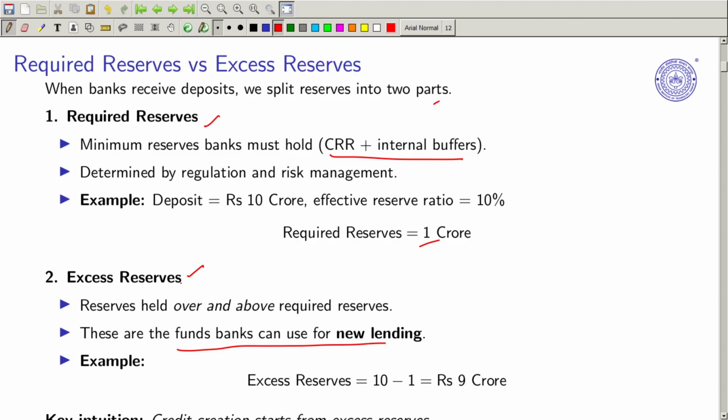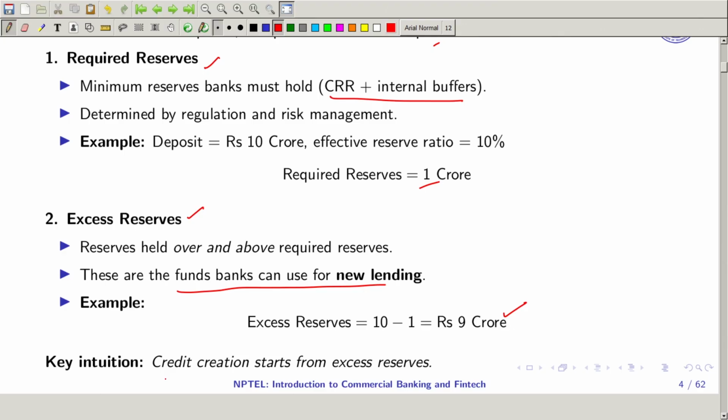Excess reserves means, out of 100 rupees, if 10% is the CRR, the 90 rupees that the bank has, the bank can either lend to the RBI and earn the reverse repo rate, or if they are going for uncollateralized, they can go through the SDF, but they can also lend to the people if they get a good rate of return on that. So 10 minus 1, 9 crore is the excess reserve that they have. Credit creation, you can say, starts with the excess reserves, right? This is what we get here.